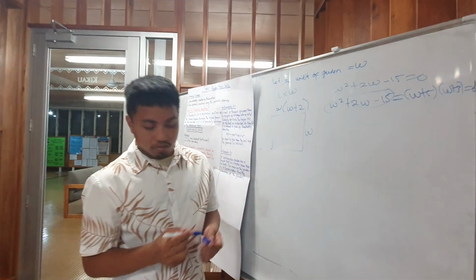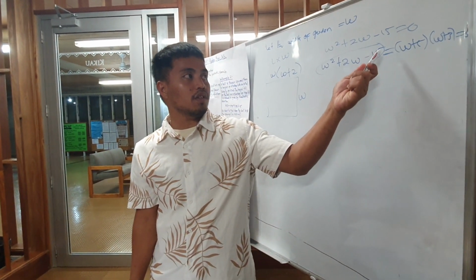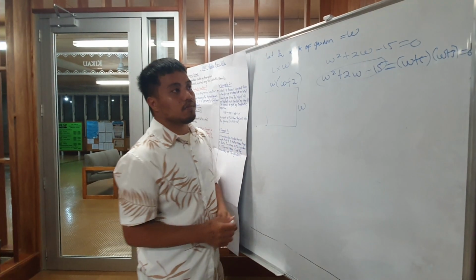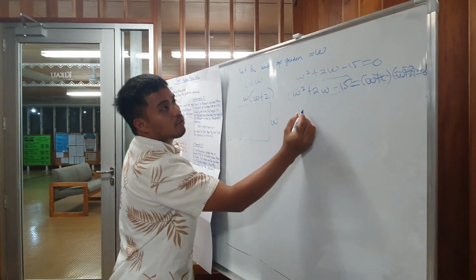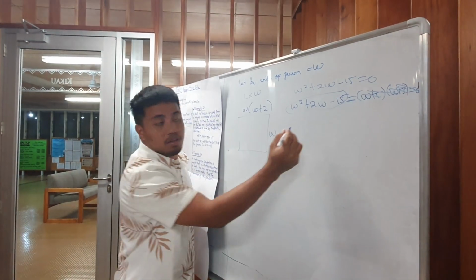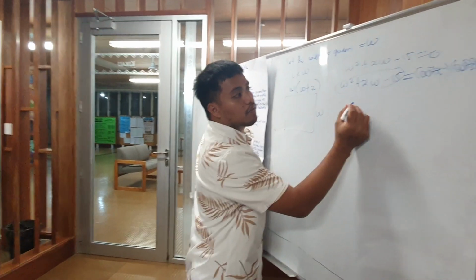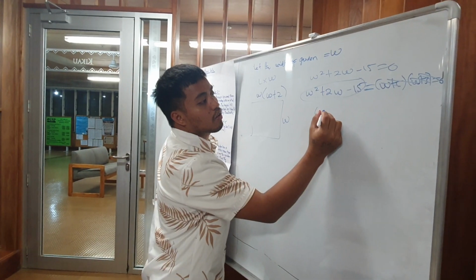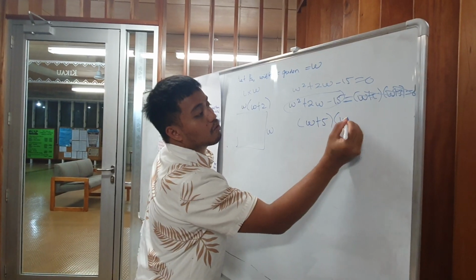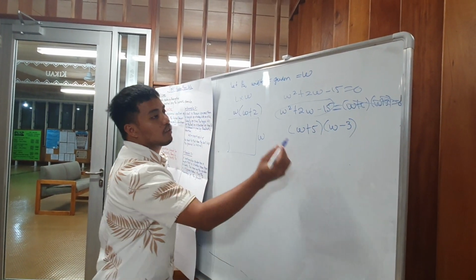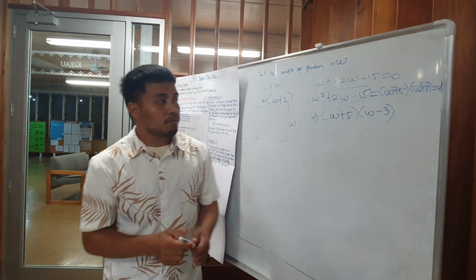In this equation you need to factorize. What is the factor of 15? 5 times 3. So you get W plus 5 and W minus 3. These are the factors of 15. So you get W plus 5 times W minus 3.